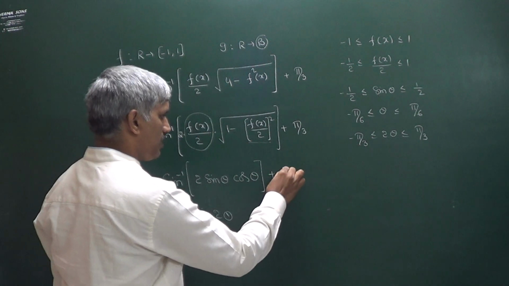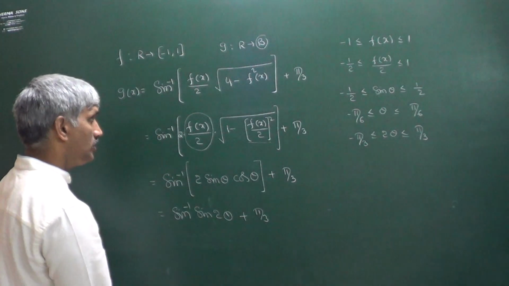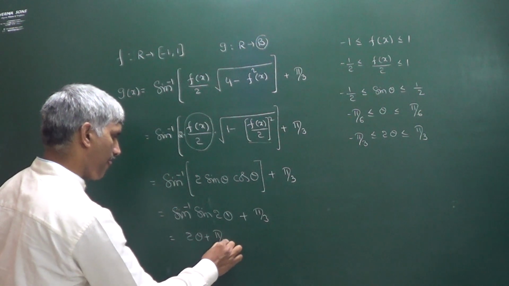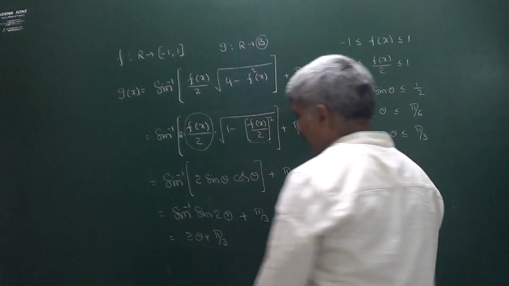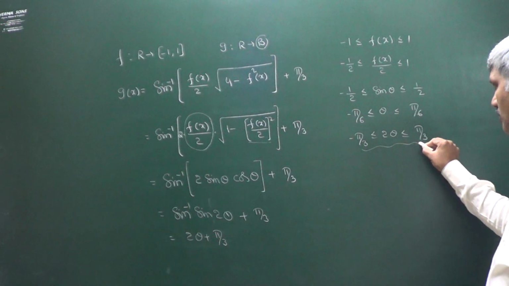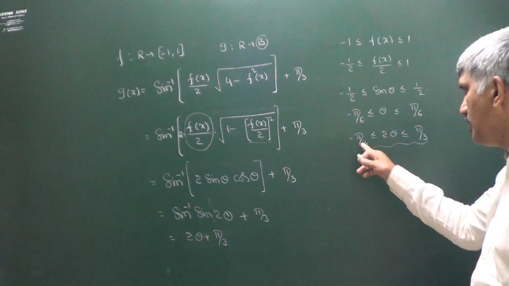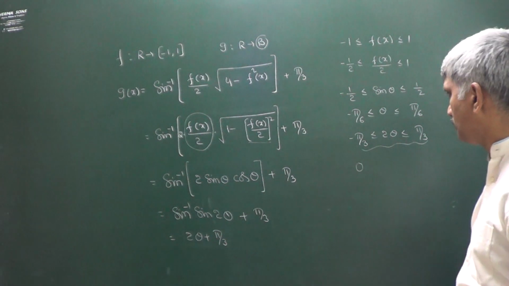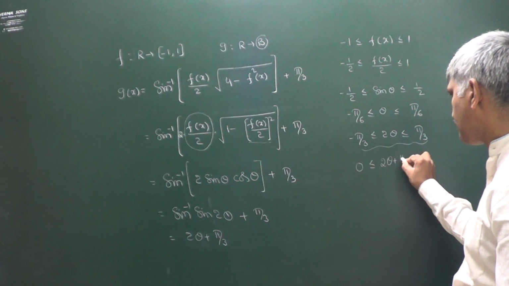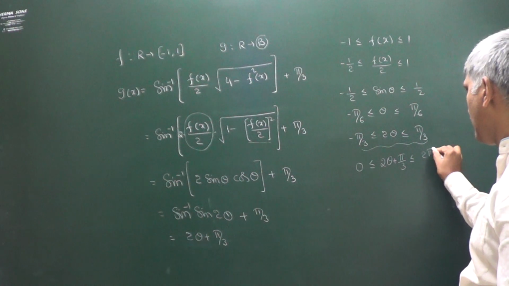But here plus pi by 3 is there, right? Now this is equal to 2 theta plus pi by 3. So the g of x function we got is 2 theta plus pi by 3, and we have the information that 2 theta is between minus pi by 3 and plus pi by 3. Now add pi by 3 throughout the inequality. With pi by 3 addition you will get 0 less than or equals to 2 theta plus pi by 3 less than or equals to 2 pi by 3.